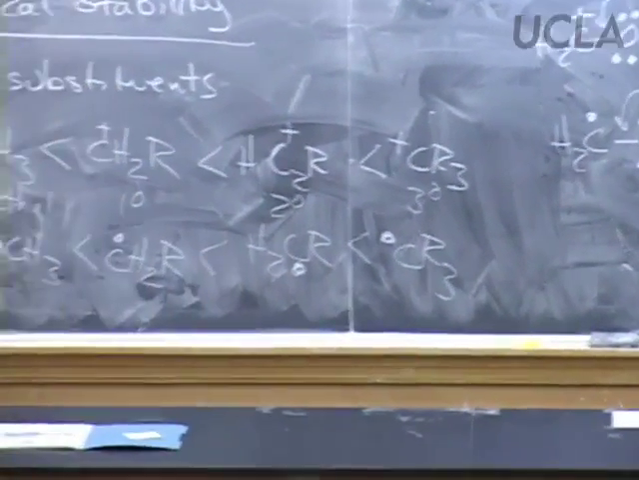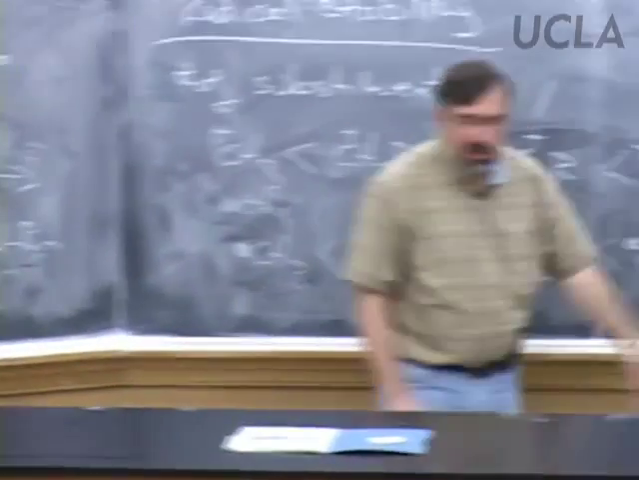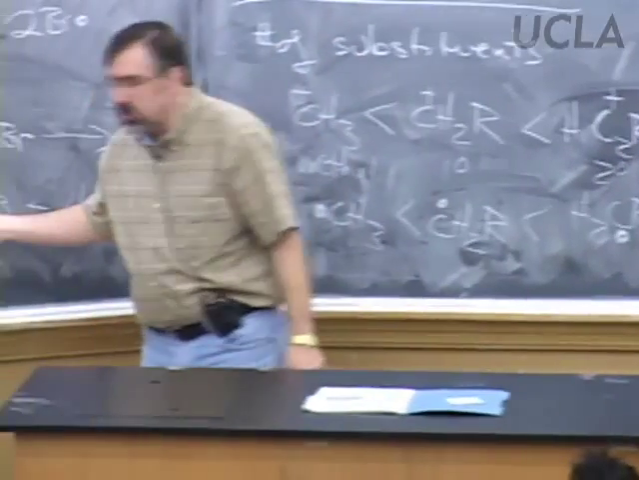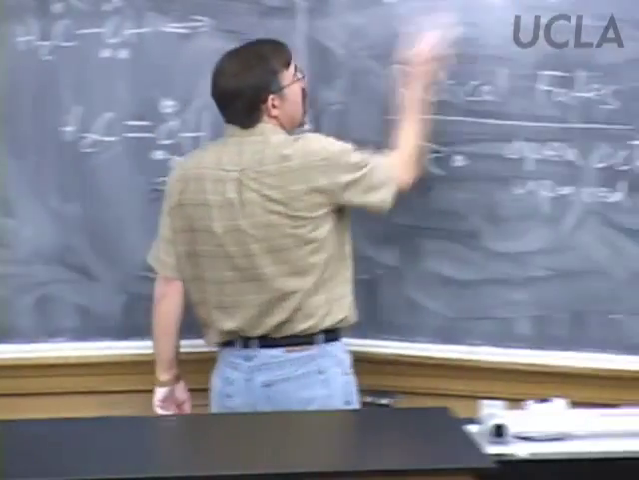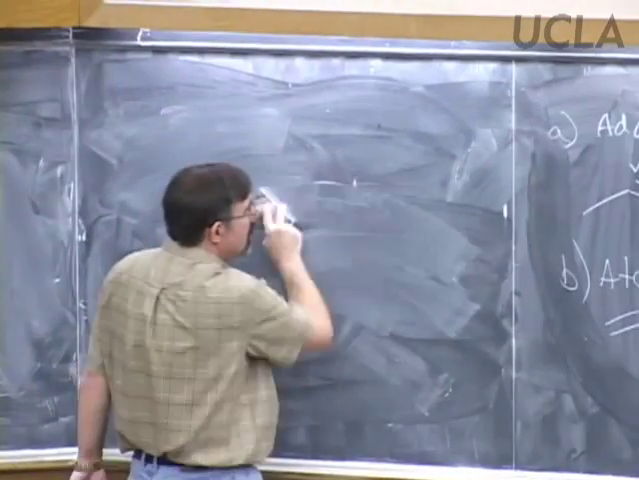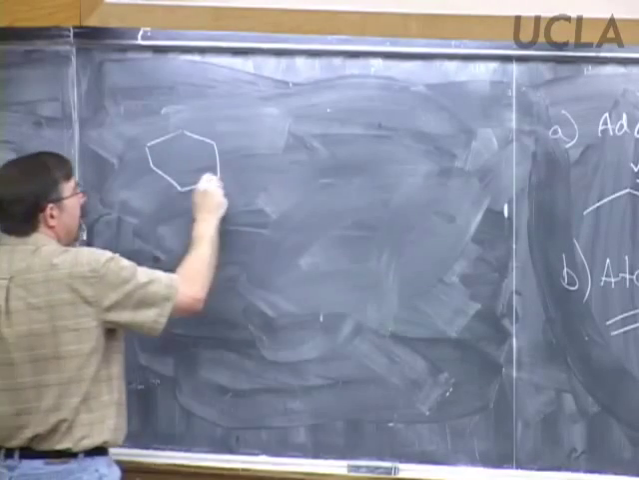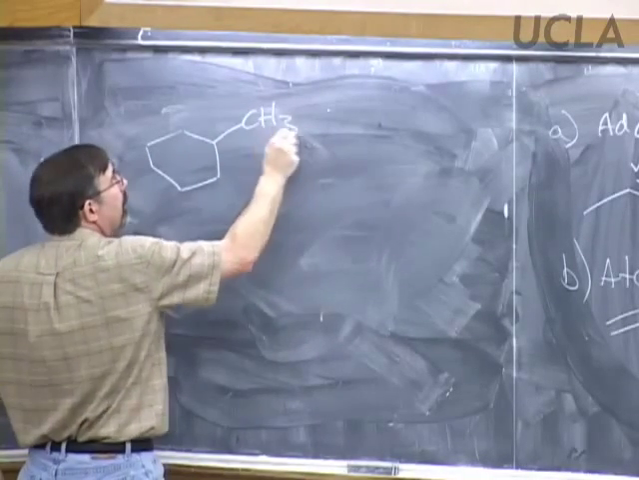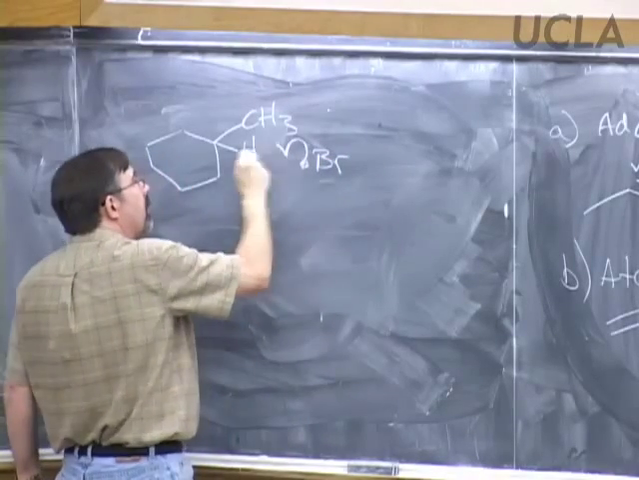All right, so now we've talked about number of substituents. We've talked about resonance. Let's go back and analyze this case again. And why is it that particular hydrogen gets removed? So we said this is what we did.